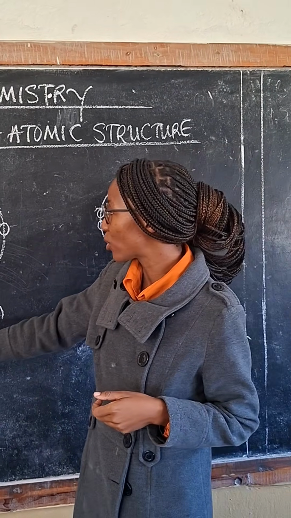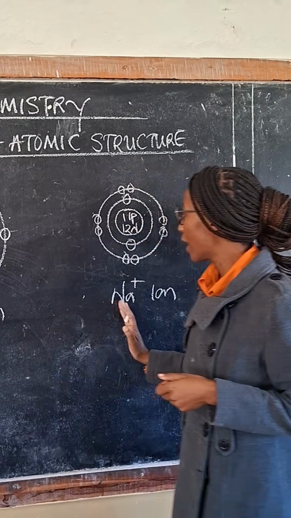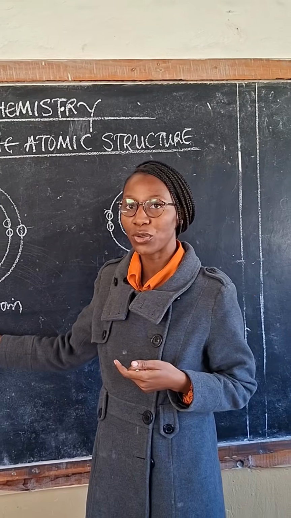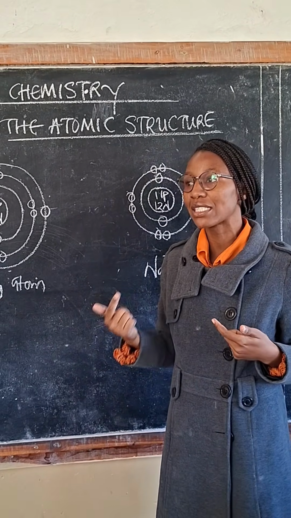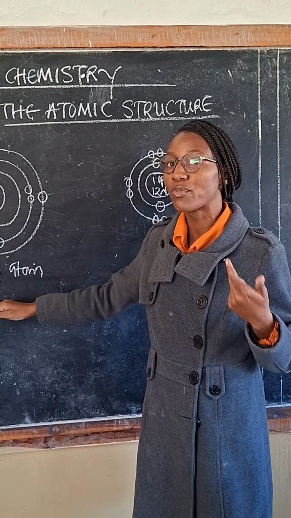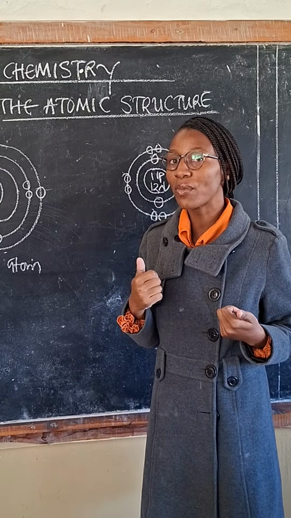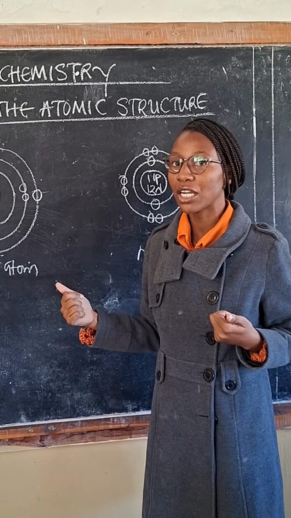So here is my sodium atom. This is a neutral atom of sodium. And here is my sodium ion. So what is a neutral atom? This is an atom that has an equal number of protons as well as electrons. So this sodium atom here has an equal number of protons as well as electrons. A sodium atom has 11 protons, which makes it also have 11 electrons.